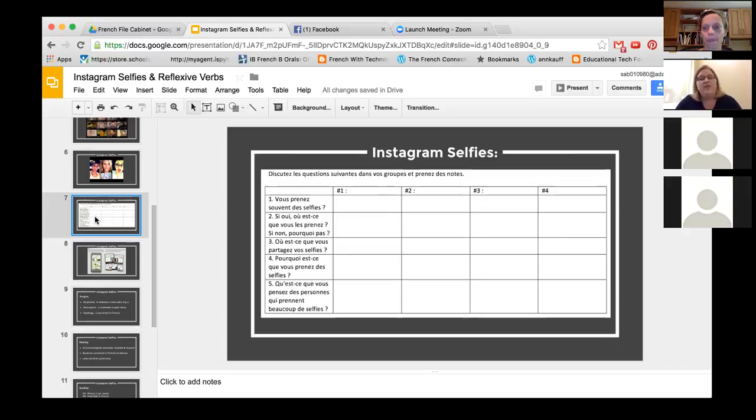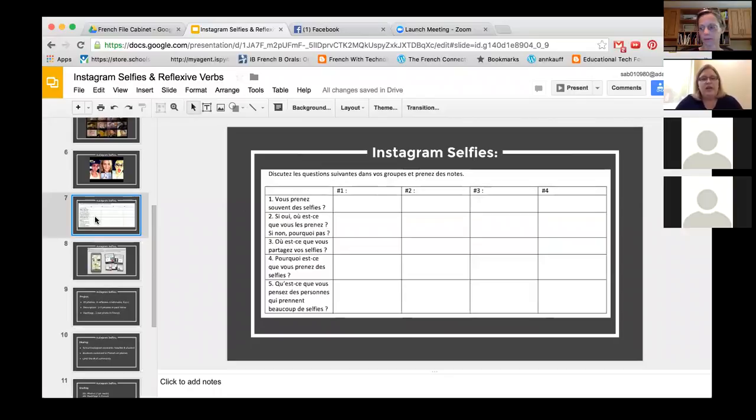Believe it or not, I have students that do not take selfies. I didn't think that was possible in the teenage world, but it is. Number 2 says, if you do, where do you take them? And if you don't take selfies, why not? So it really gives students a chance to reflect on their practices, their life, and what they do.